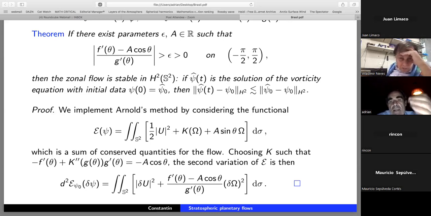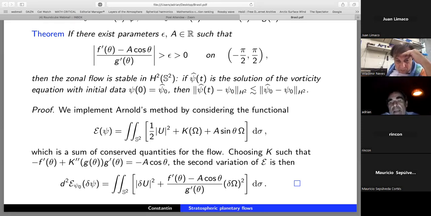And then you hope that the first variation would give the Euler equations, and the second variation should be positive. Then this gives you stability. Here the first term is the kinetic energy, this is the Casimir, and this is the other conservation law. Here I have the freedom to choose k and a. A is a constant, k is a function.